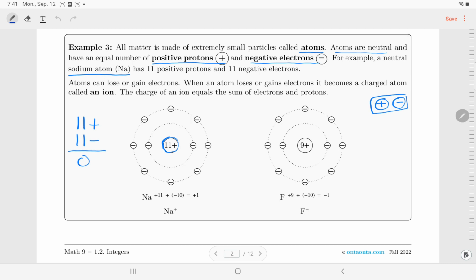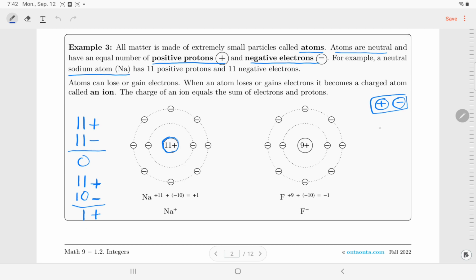But what happens if we remove an electron, the negative charge? We will still have 11 protons inside the nucleus, but now we will only have 10 electrons. That means that we have one more positive charge compared to negative charges. This will give us an overall charge of positive 1.